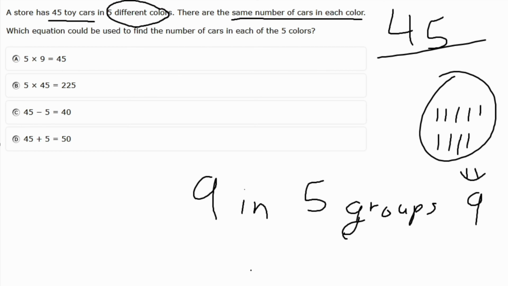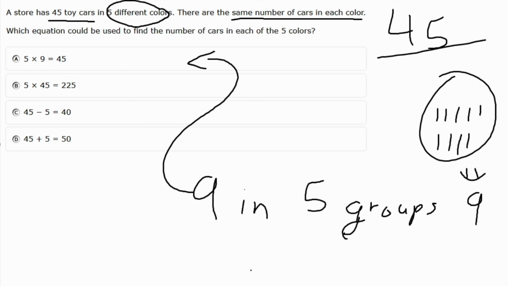What about answer choice B? 5 times 45 equals 225. Well, we didn't have 5 groups of 45. We had 5 groups of 9. So answer choice B is wrong. This leaves us with answer choice A, which does represent what we just did. We have 5 groups of 9. And in answer choice A, we have 5 times 9, which is 45. Therefore, answer choice A is correct.